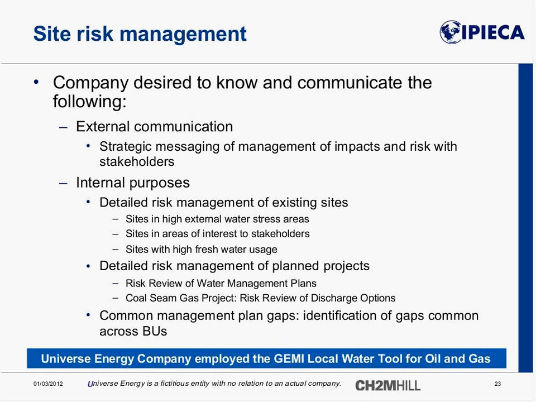So we knew we needed to do strategic messaging of our impacts and risks and management plans with stakeholders in these areas. And then for internal purposes, we really wanted to make sure that our management plans were strong and robust in these areas where we had external stress and freshwater use. And also, we were planning a new project in Queensland, Australia, and we wanted to see what would be the best management plan for our effluent discharge. We had a couple different effluent discharge options to look at, and we wanted to use the local water tool to help assess that. And I'll discuss that now.